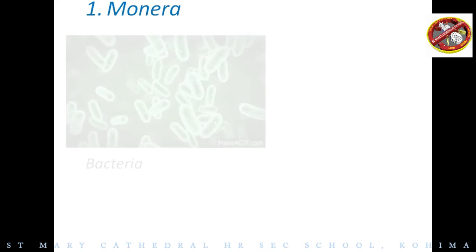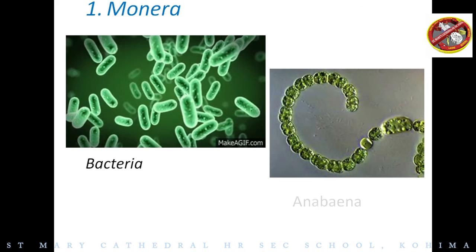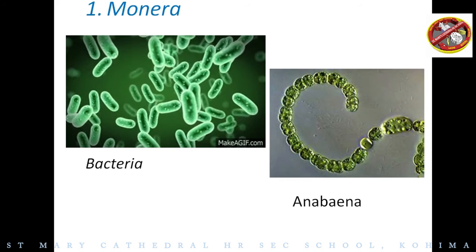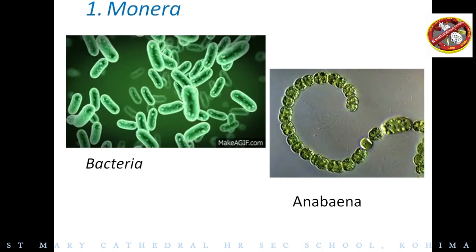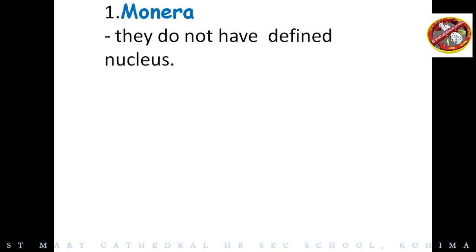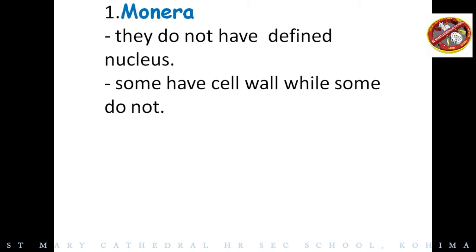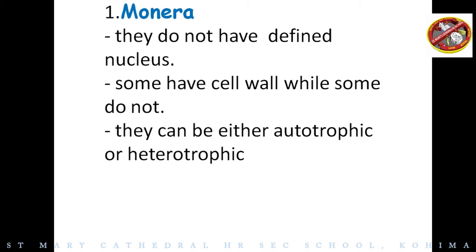The first one is Monera. Let's see the examples of Monera. Bacteria, Anabaena. These are the examples of Monera. Let's look at the characters of Monera. They do not have a defined nucleus. Some have a cell wall, while some do not. They can be either autotrophic or heterotrophic.